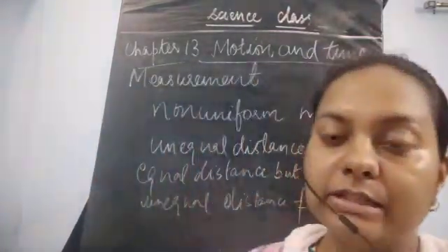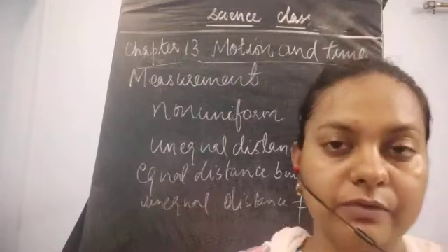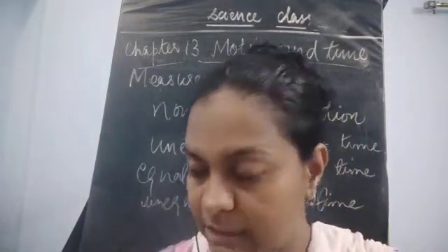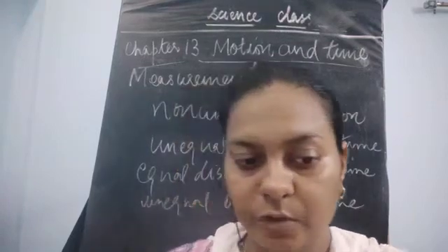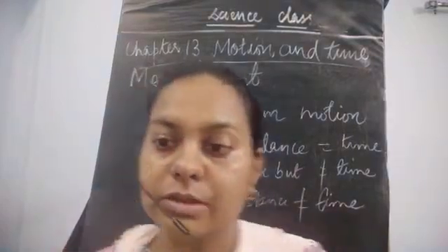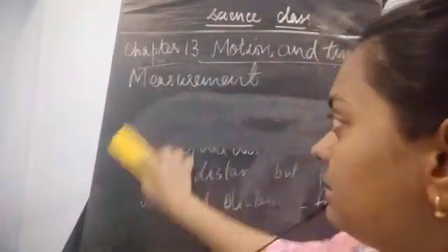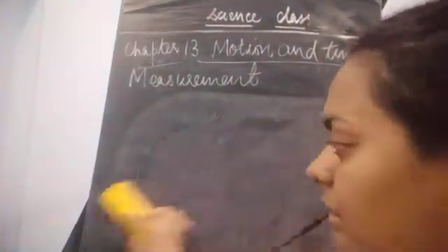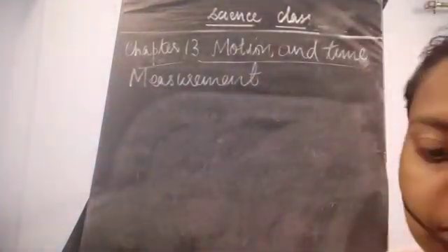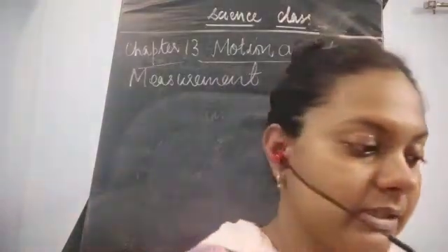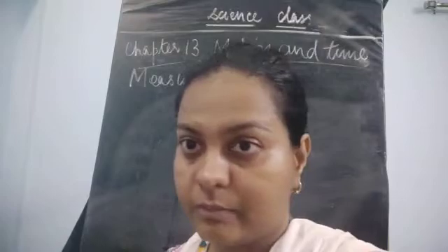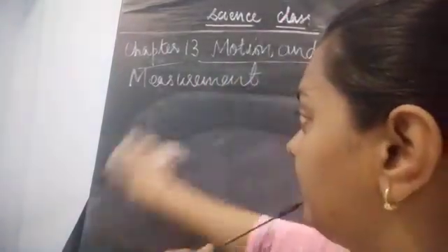Then we have discussed one type of motion, uniform motion, second non-uniform motion, and third, the oscillatory motion. In oscillatory motion we discussed oscillations, the frequency, and the time period. We have also discussed other related words. Amplitude also we have studied.